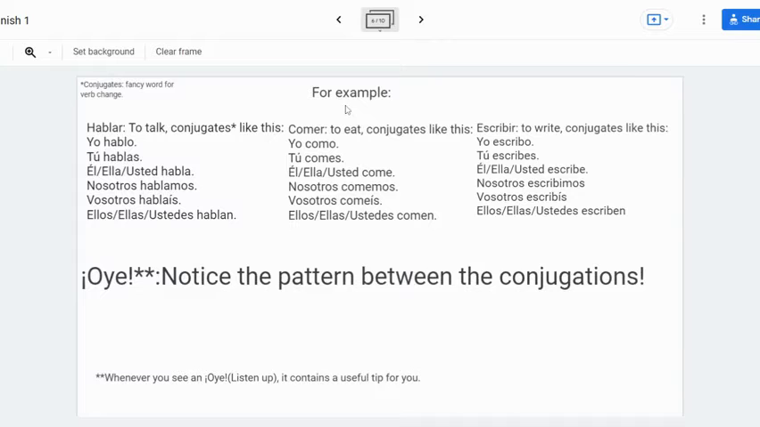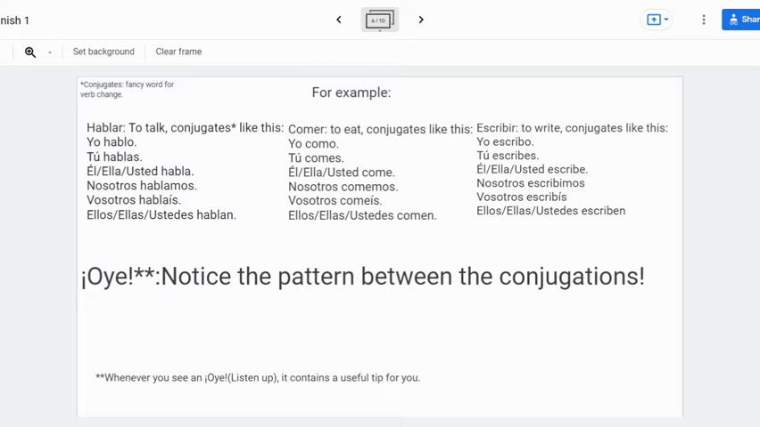For example, let's take a look at three different verbs with three different endings: hablar, which means to talk, comer, which means to eat, and escribir, which means to write. They all conjugate differently, and conjugate is just a fancy word for change. Yo hablo, tú hablas, él, ella, usted habla, nosotros hablamos, vosotros habláis, ellos, ellas, ustedes hablan. These are all the conjugations for hablar.